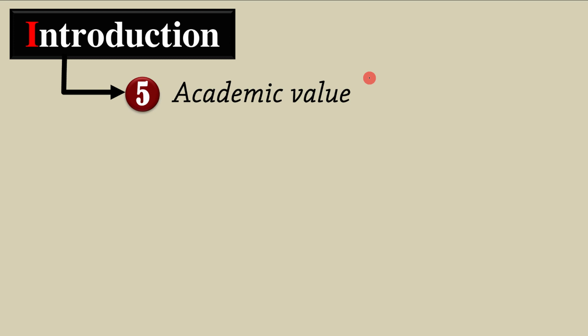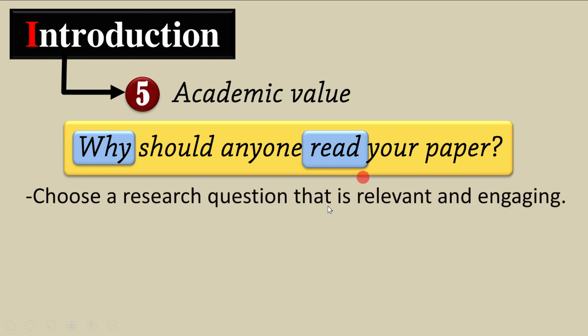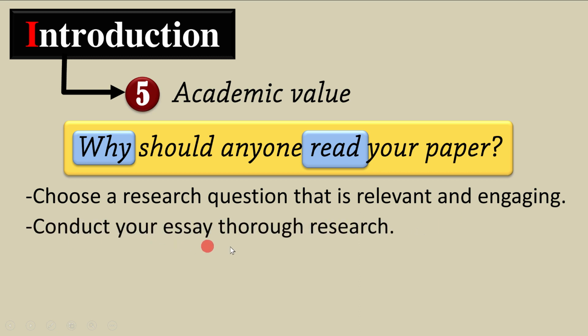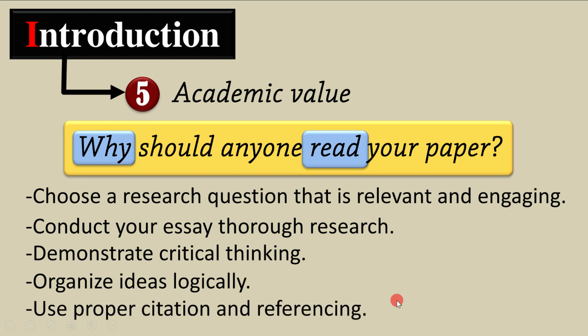Okay, academic value. This is a very important part and very hard to do. Why should anyone read your paper? Persuade them. It must have academic value. This is a suggestion only. Choose a research question that's relevant and engaging. The other could be conduct your essay through research and then demonstrate critical thinking, which is not easy to do, and organize ideas logically. We will discuss about all of them later, and then use proper citation and referencing to give academic value to your essay.